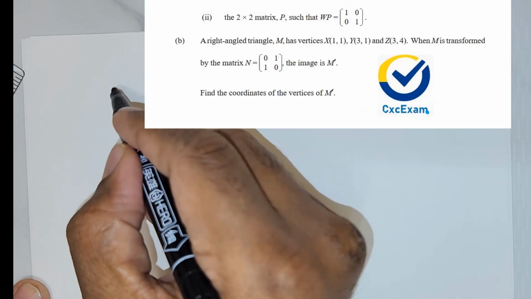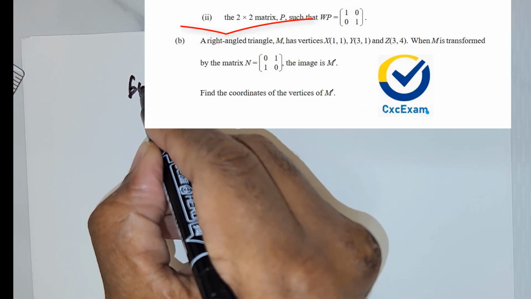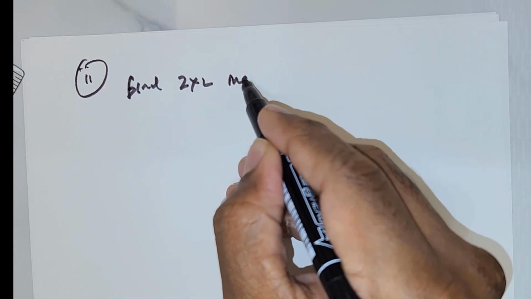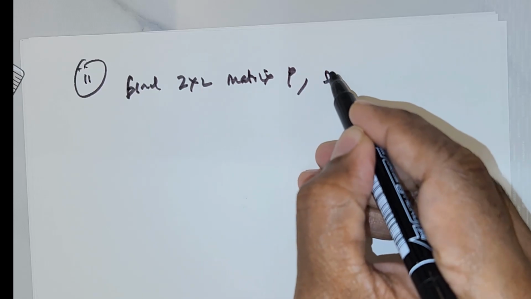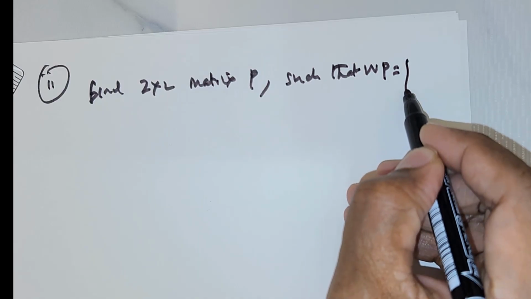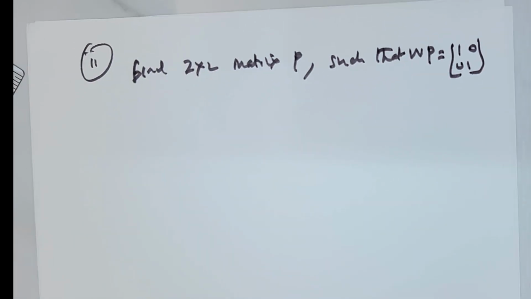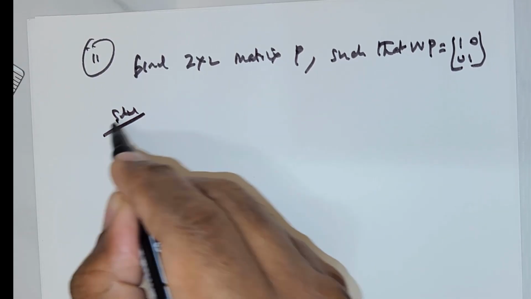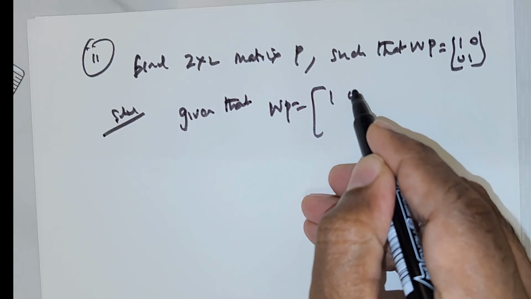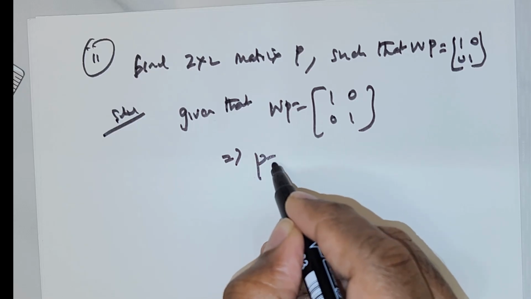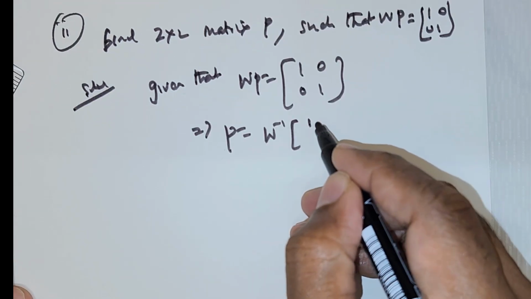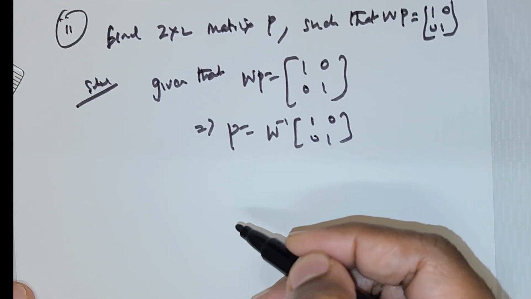Now this is the next question. You have to find the 2 by 2 matrix P such that WP is given as 1, 0, 0, 1. Okay, this is the solution. Given that WP is 1, 0, 0, 1, this means P is equal to W inverse. You move this W to the other side, it becomes W inverse multiplied with 1, 0, 0, 1.